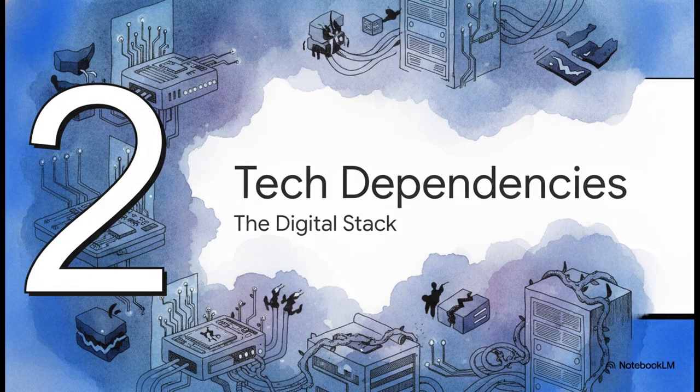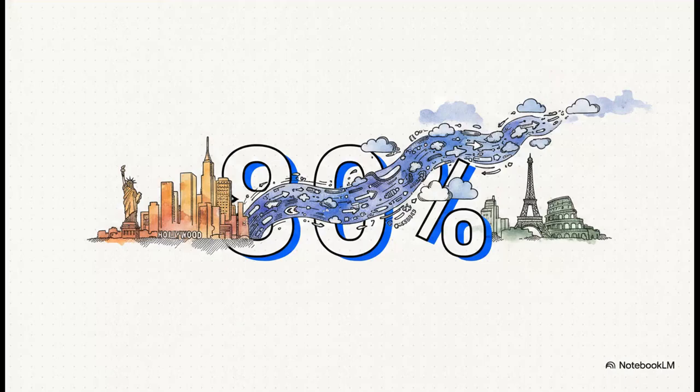Moving on to Section 2, Anatomy of Tech Dependencies, the digital stack. Get this staggering number, 80%. 80% of corporate spending on cloud and software in Europe flows directly to US companies. That is a massive and largely unacknowledged geographic concentration of risk. You might look at your organization and think your software portfolio is diversified, but underneath it all, it basically flows back to a single jurisdiction.